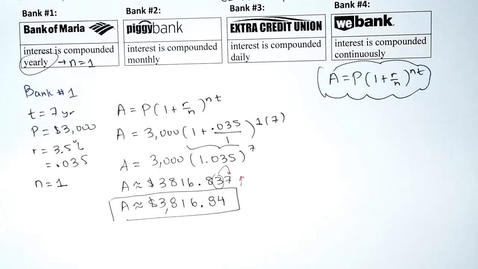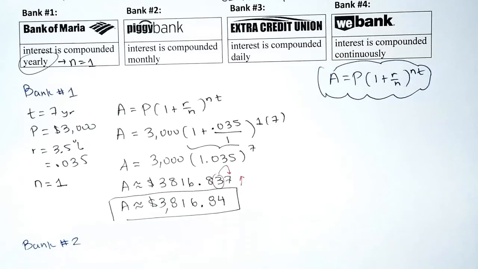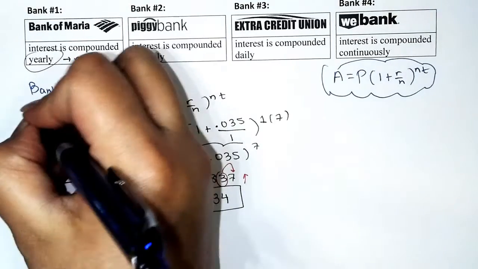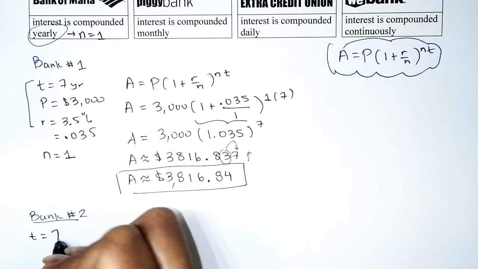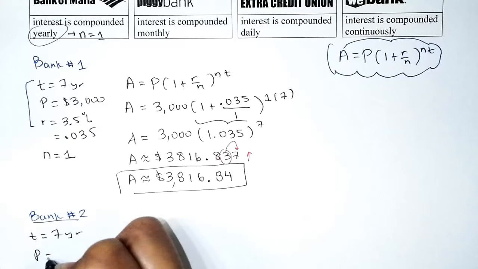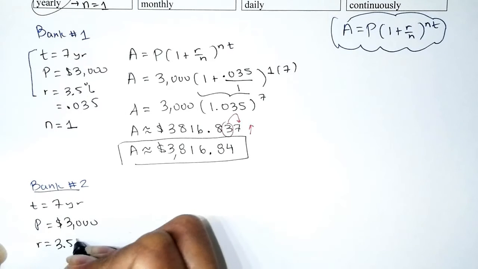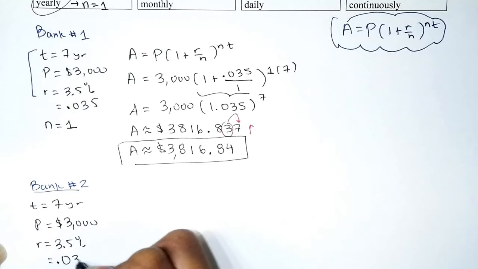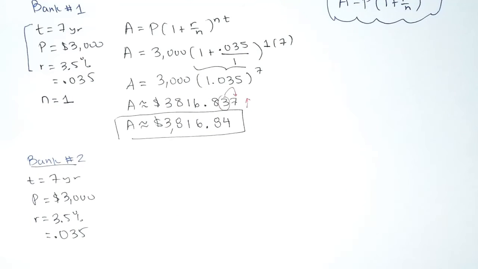Okay, so we have bank number 2. Let's write down the 3 facts that are the same: the time, principal, and rate. The time is still 7 years, the principal is still $3,000, the rate is still 3.5%, which in decimal form is 0.035. Remember to pause and rewind as many times as needed. Now what else do we know? Nothing. Well, I have to read it.